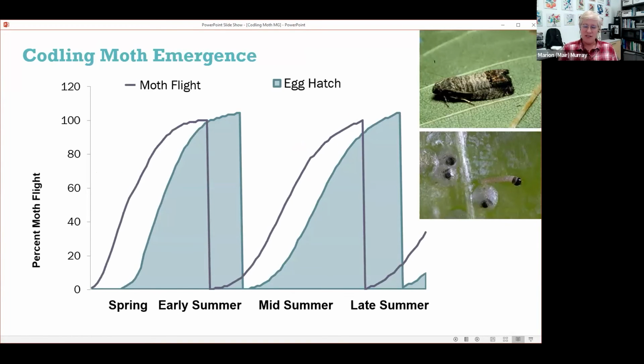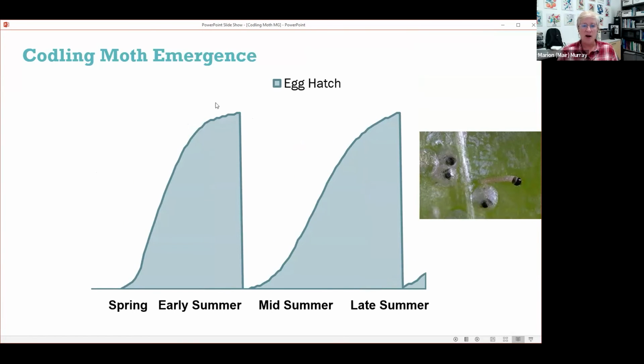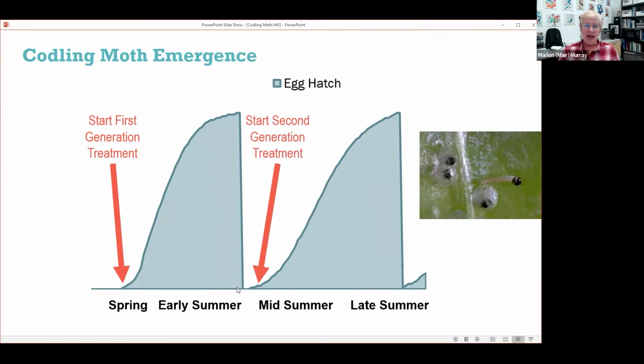And I already showed you this. We have moth flight and we have egg hatch. So for treatment, what we care about is the egg hatch timing. So Ron Patterson or University of Idaho provides this date for the first treatment. And then the egg hatch continues and continues through early summer. And then there'll be a second generation. And there'll be this break between the end of egg hatch in the first generation and the end of egg hatch in the second. And within each generation, you can see the line of percent egg hatch may go from 20% up to 70% in a very short time period.